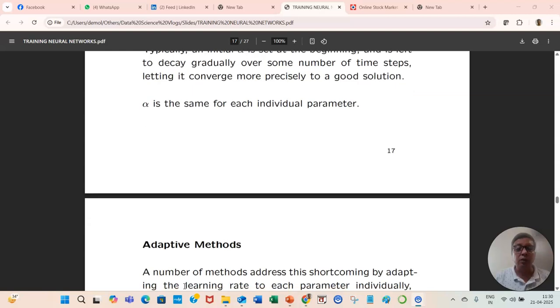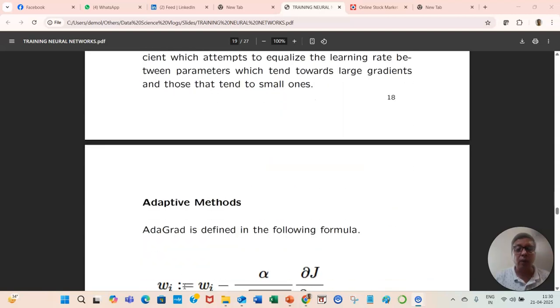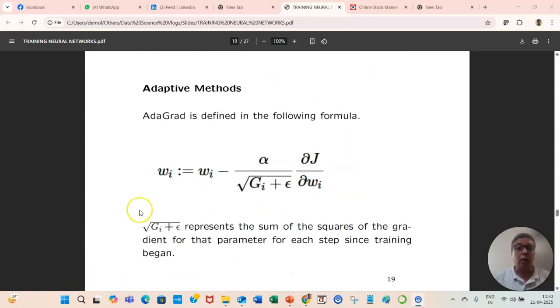Adaptive methods. For the ith weight, the new value is the old value minus alpha divided by the square root of gi plus epsilon, times del J del wi, where gi represents the sum of squares of the gradient for the parameter at each step since training began.